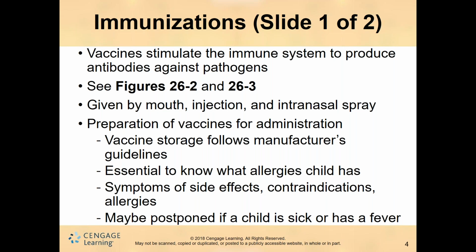So immunizations are important to keep kids from getting diseases that can be prevented. And also, if they have immunizations, they can't spread the disease to others. So those are two good reasons. So vaccines stimulate the immune system to produce antibodies against pathogens. They're given either by mouth, injection, or intranasal spray.